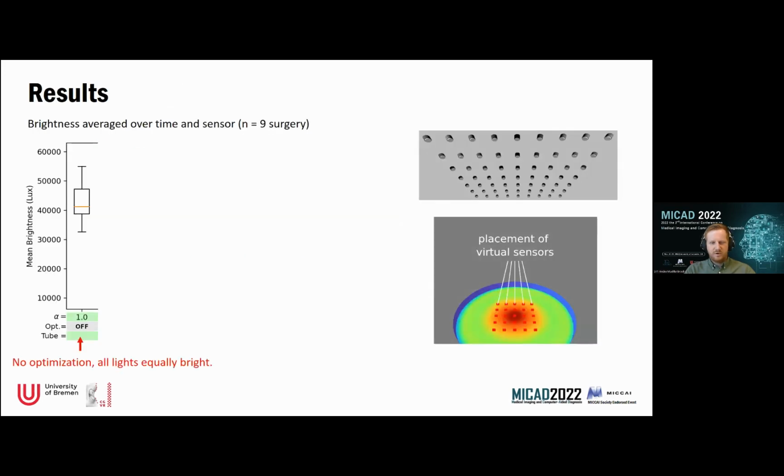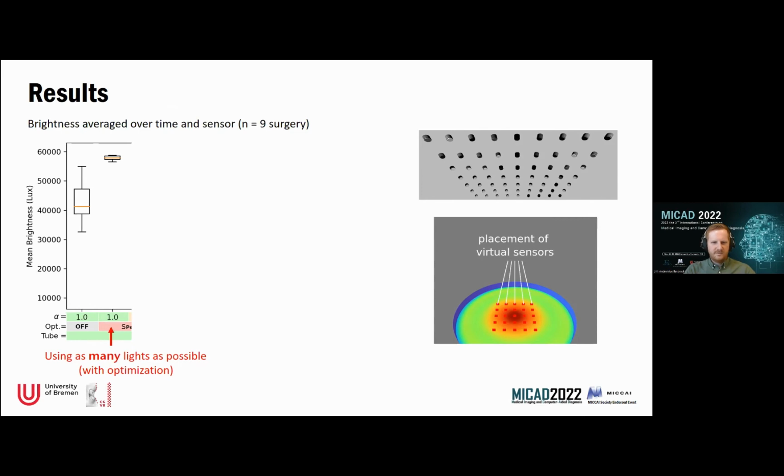Here you can see a box plot which plots the average brightness over time and over sensors of 9 surgeries. In this case, we used no optimization at all and set all light intensities to the same value, which is needed to obtain the preferred brightness of 80 kilolux at the center of the surgical site. Note here that simply setting all light modules to full intensity would violate eye safety regulations.